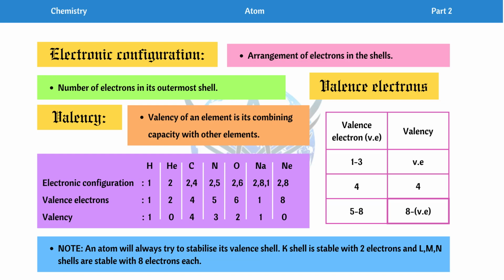What do we mean by orbits? The K shell, L shell, M shell: these are the orbits or shells. Then we have valence electrons. Different numbers of electrons are arranged in different shells, and the electrons in the outermost shell will be our valence electrons. So the definition is: the number of electrons in the outermost shell will be our valence electrons.